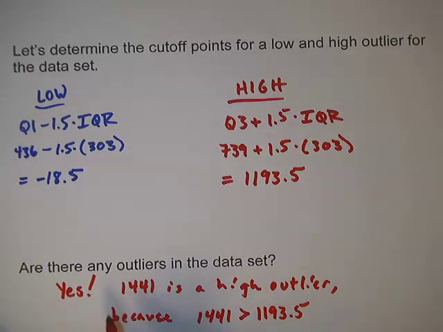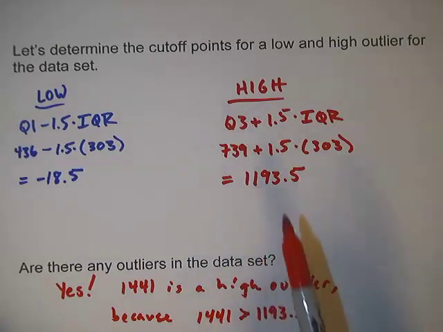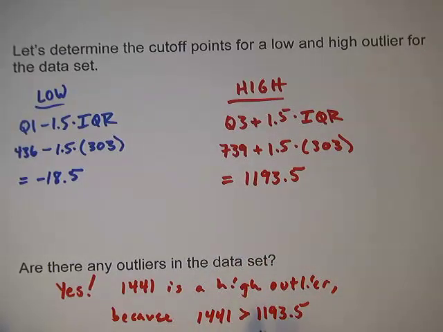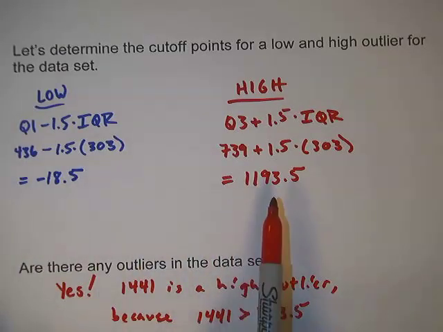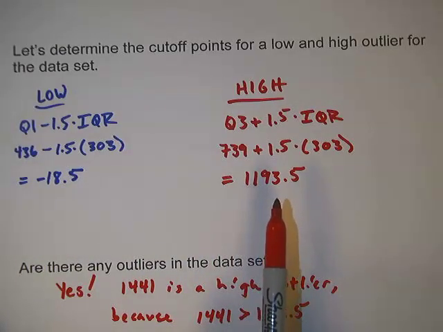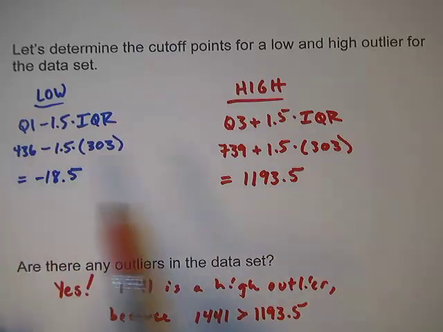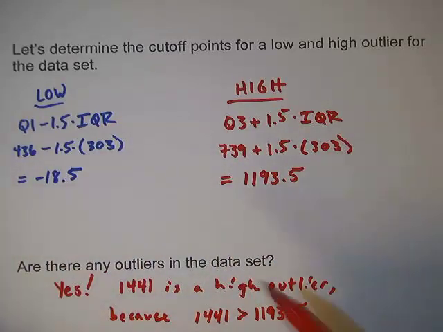Okay, and of course it is possible to have multiple outliers. So if there were two values bigger than this, then we might have two high outliers. Okay, it's also possible to have both a low outlier and a high outlier in the same distribution. Okay, so these give us the boundaries, and then you just need to consult the data to determine if there are any there.